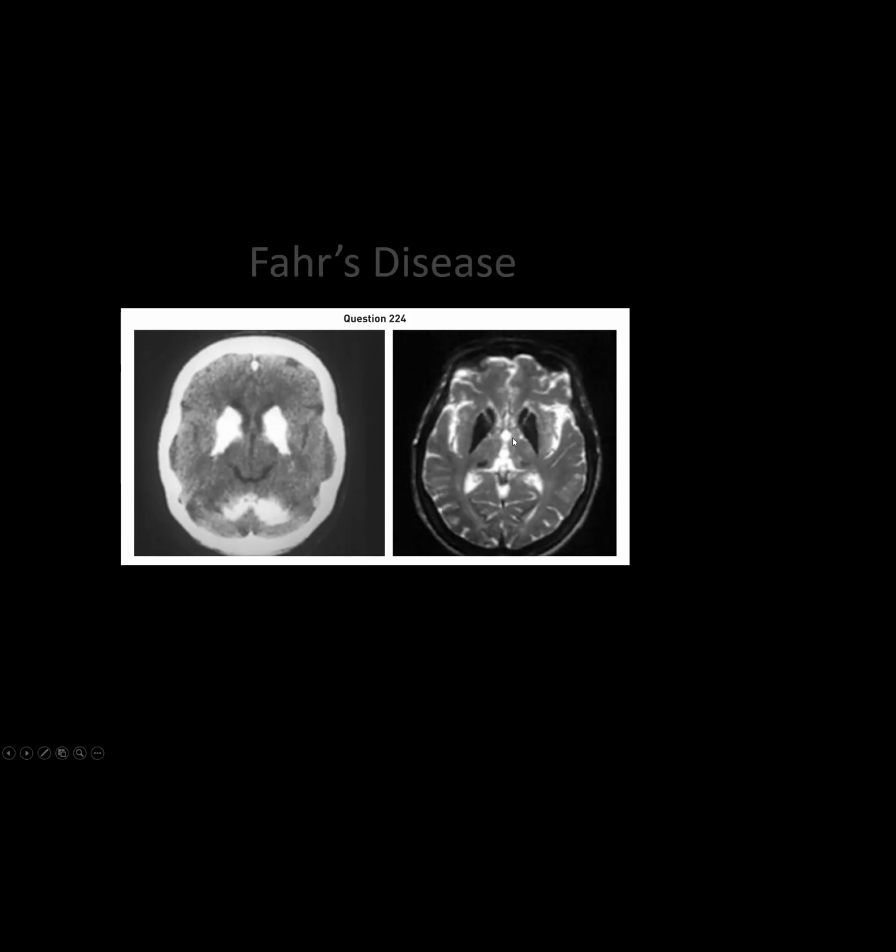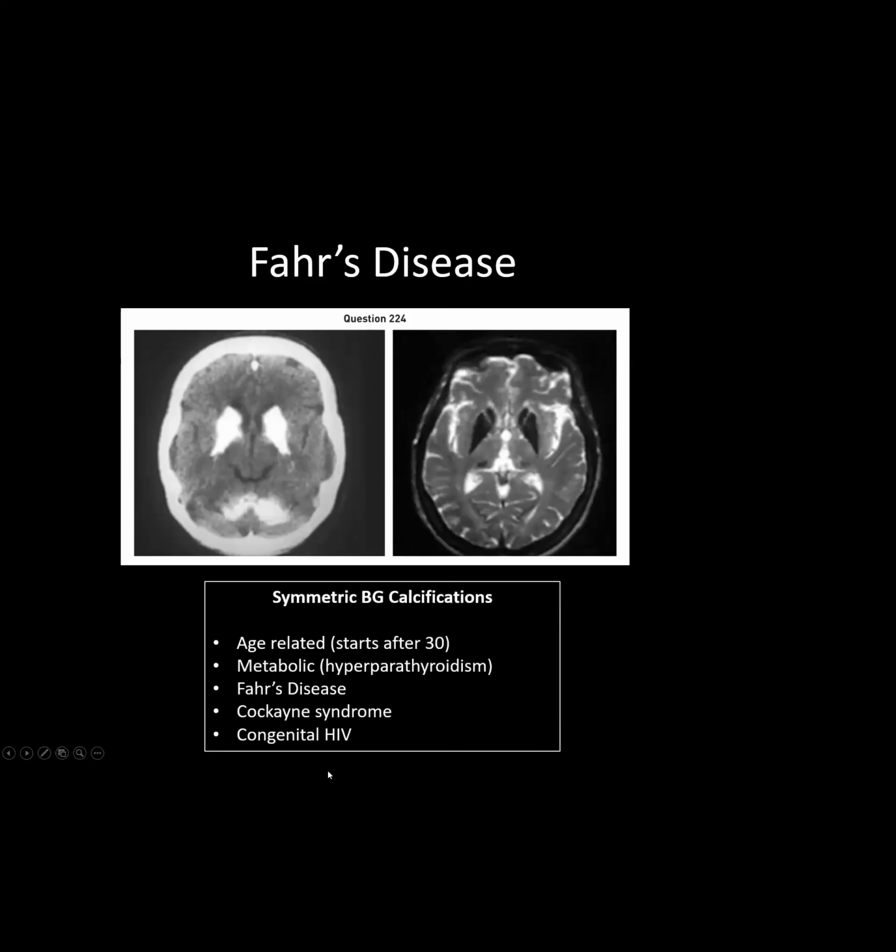Yeah, exactly. So in terms of a differential, after 30, you get calcium and iron deposition in your basal ganglia. If it's a young patient and they have faint basal ganglia calcifications like a child, I'd wonder if they have HIV exposure. Different metabolic issues can also give you calcium and iron deposition in your basal ganglia.